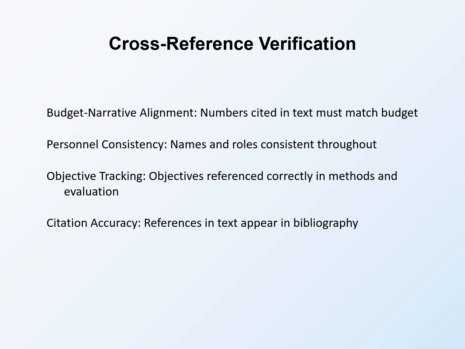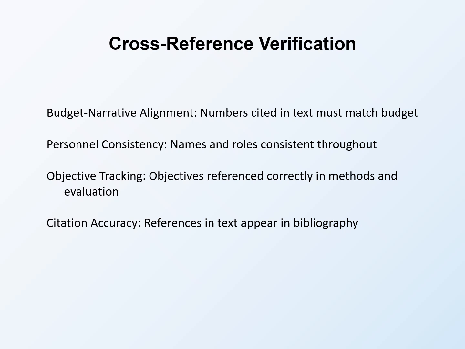Objective tracking verifies that objectives are referenced correctly in methods and evaluation sections. Each objective should have corresponding methods describing how you will achieve it and evaluation measures describing how you will assess achievement. If Objective 3 is to increase knowledge, your methods should describe activities intended to increase knowledge, and your evaluation should describe how knowledge change will be measured.